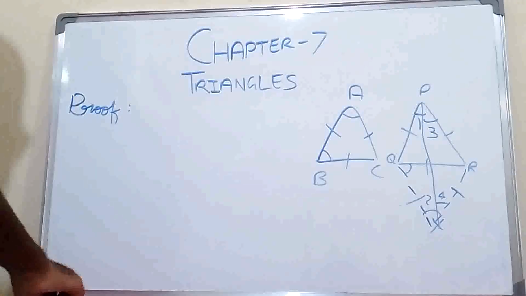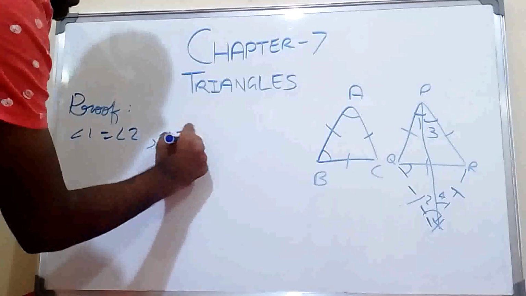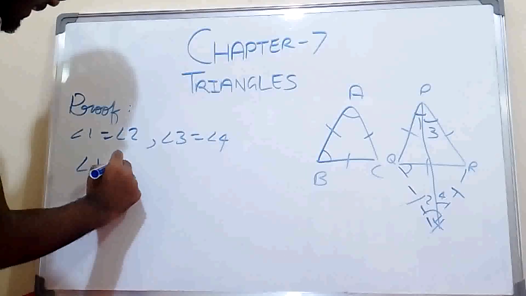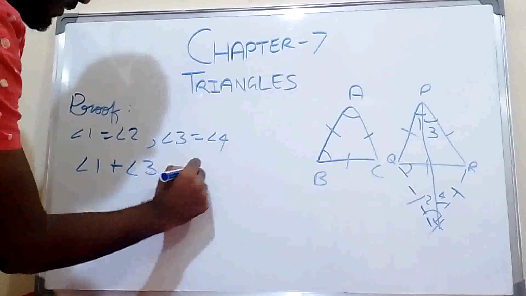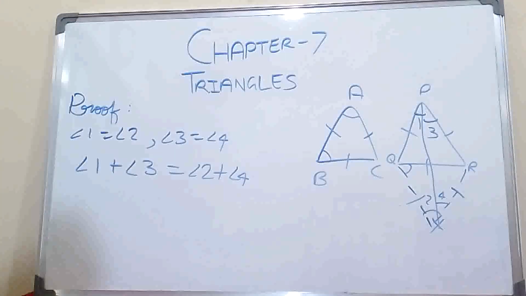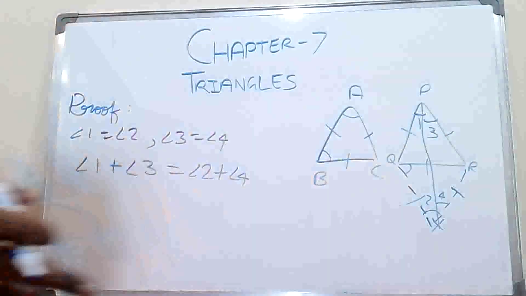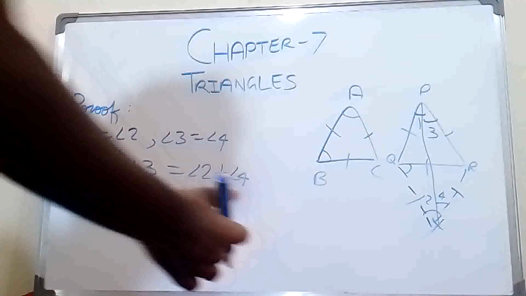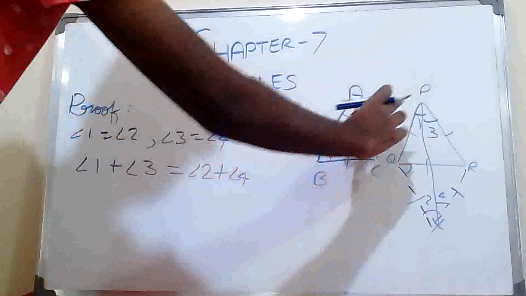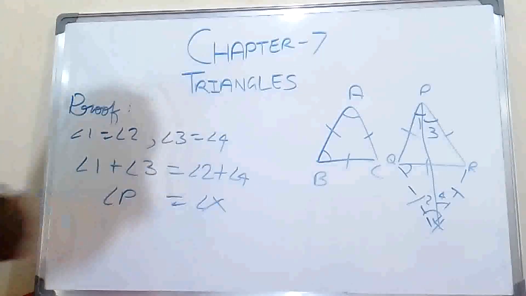So we know that now angle 1 is equal to angle 2 and angle 3 is equal to angle 4, which means that angle 1 plus angle 3 is equal to angle 2 plus angle 4. Why? Because if angle 1 and 2 are equal, and angle 3 and 4 are equal, then even the addition will be equal. So angle 1 plus angle 3 is angle P. So angle P is equal to angle X.